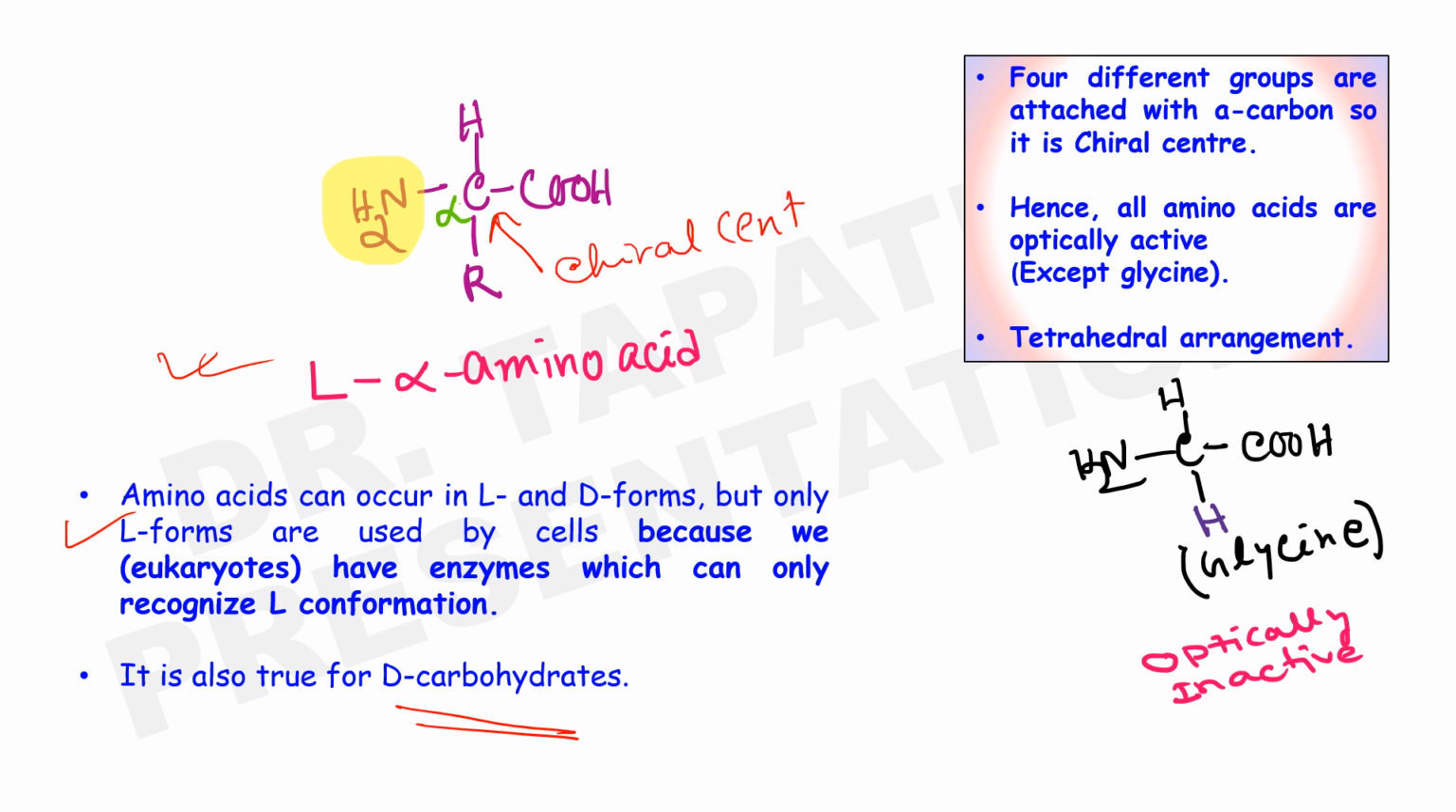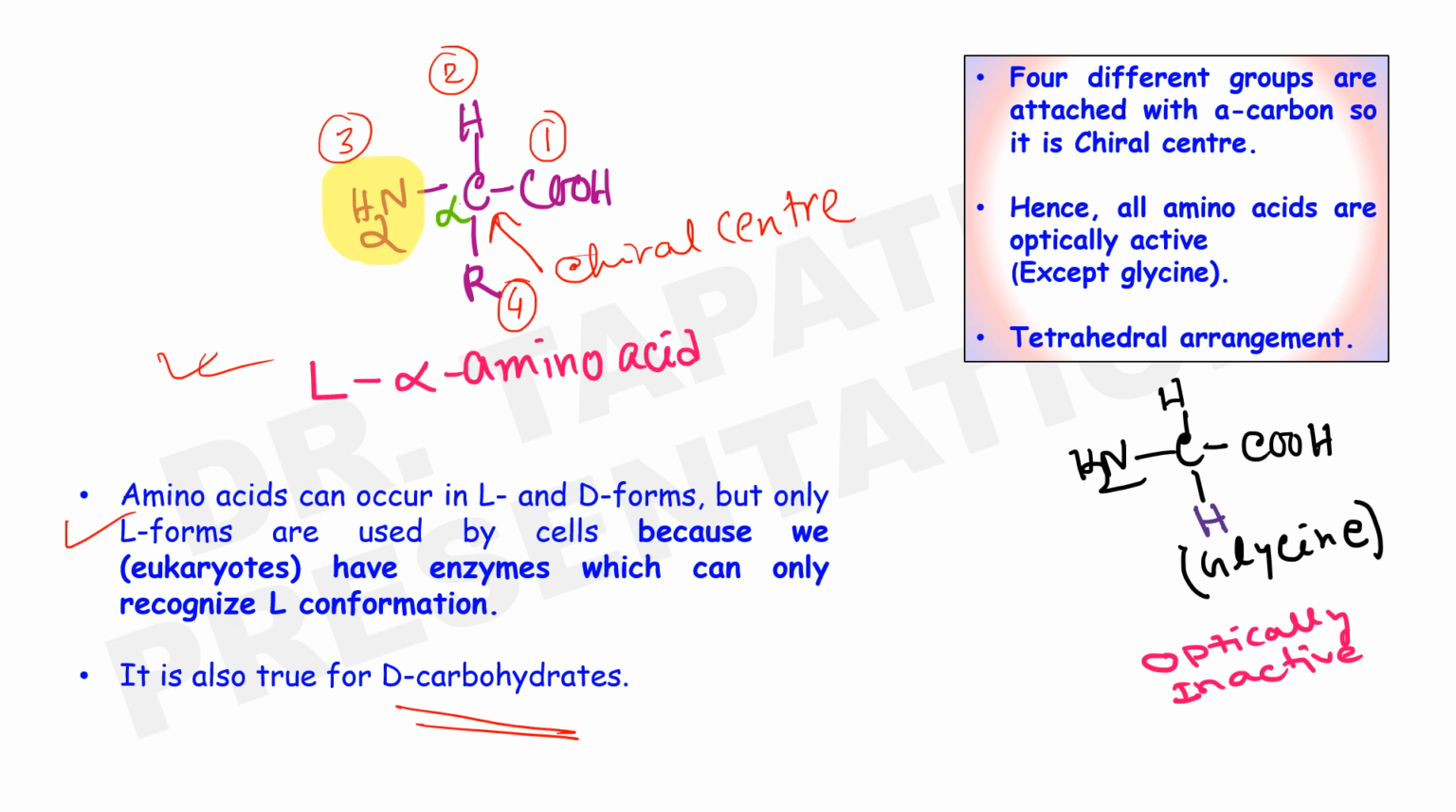Chiral center. If you check the structure of an amino acid, a COOH group is attached, an H group is attached, an NH2 group is attached, and an R group is attached to the alpha carbon. So in total, four different groups are attached to the alpha carbon. So it is a chiral center.